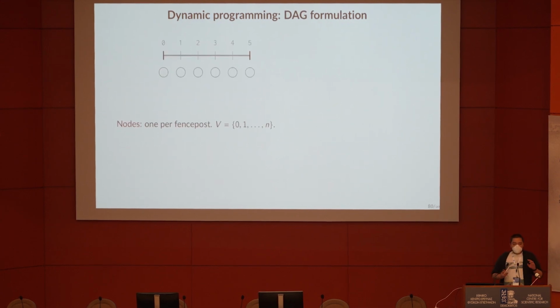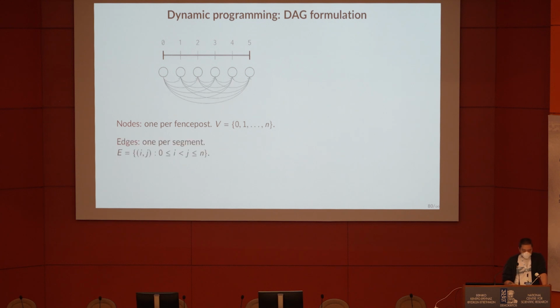Now, once you have these scores, let's build a DAG to represent segmentations. Let's put a node at every fence post. So our nodes are 0, 1 up to n. And we have every possible segment as an edge. Note this is a DAG, right? So our edges only go from left to right. We have the edge 0,1, the edge 1,2, but also the edge 0,2, and so on. So you end up with this nice circular mesh. Right? So these are exactly the segments.